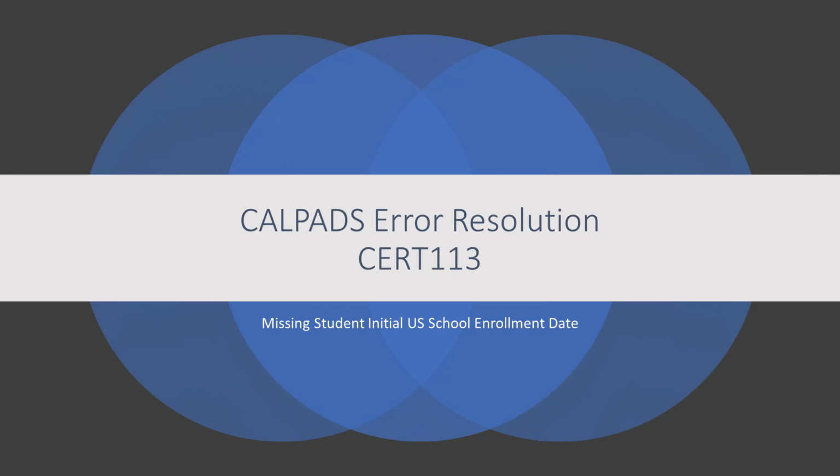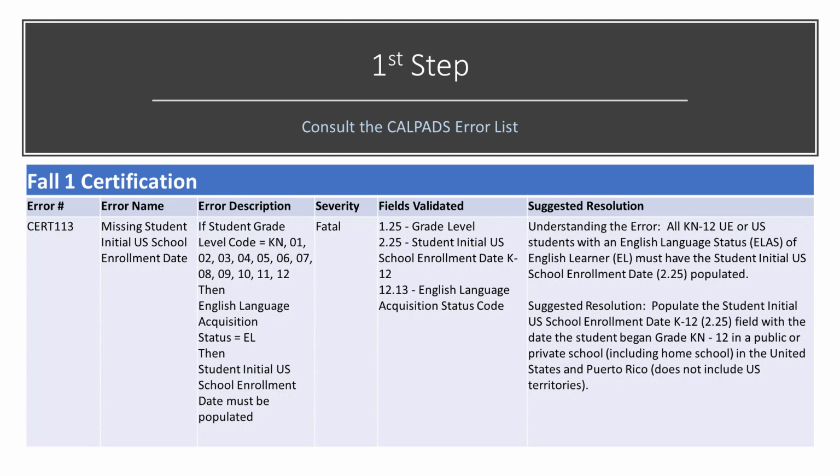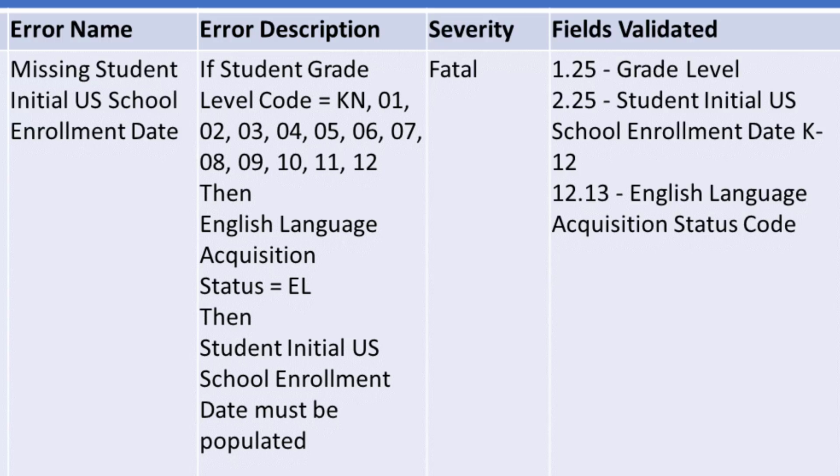So the first step when troubleshooting any error in CALPADS is always to consult the CALPADS error list. Here you see a screenshot of the CALPADS error list for the CERT113 error. The first two columns, the error number and the error name, are used to help you identify this reference material. The problem is described in the third column, the error description.